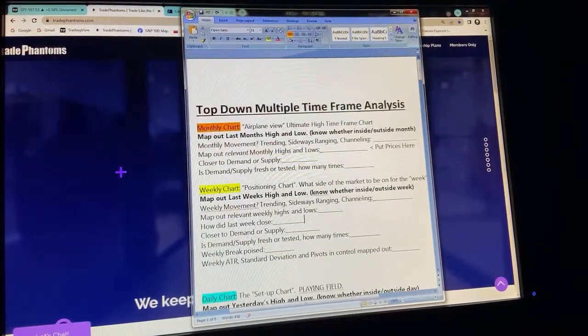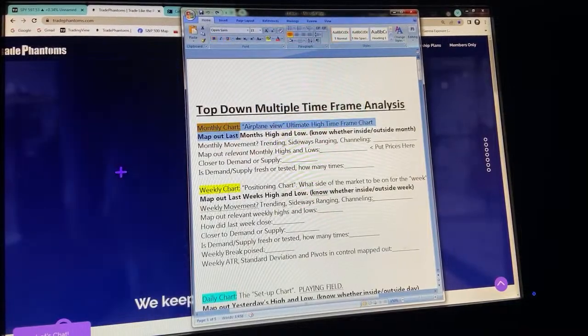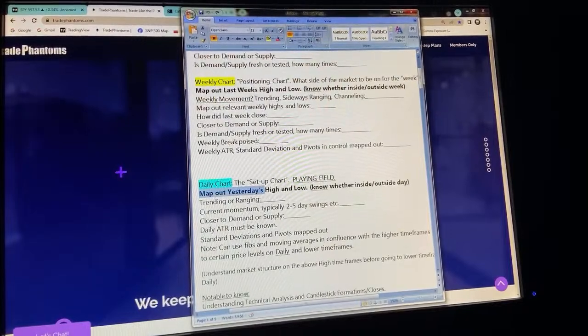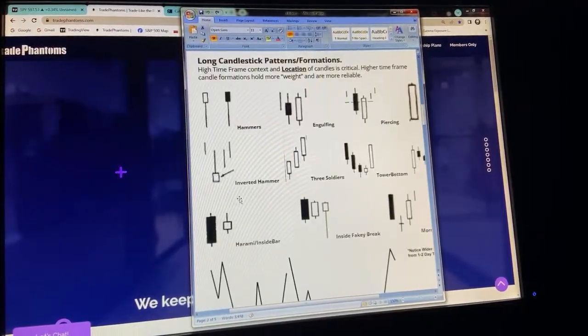And from a top-down multiple time frame approach, right? So we have monthly, weekly, daily. Orange, yellow, blue would be the color code for that. Kind of a cheat sheet here, if you will, that I bring up every day for the team.